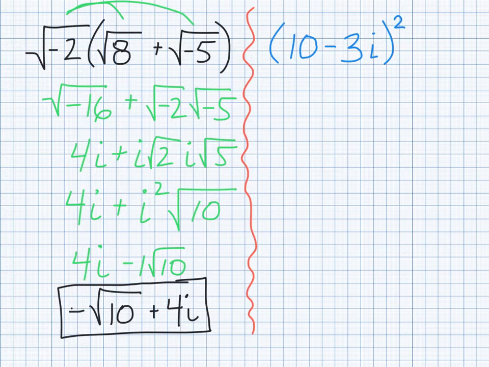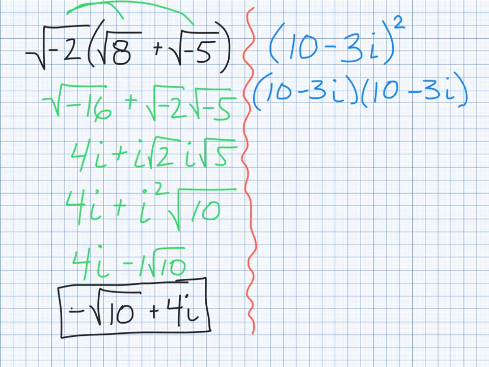The second problem in blue is a complex number, 10 being the real part and -3i being the imaginary part, and it's being raised to the second power, which a lot of you prefer to write out twice, since we're going to have to multiply two binomials together, and some of you use FOIL to do that.